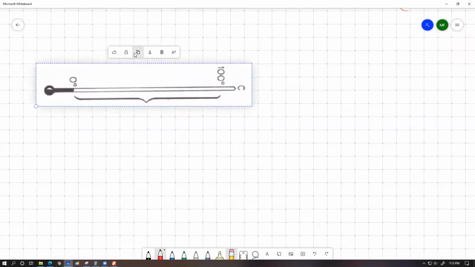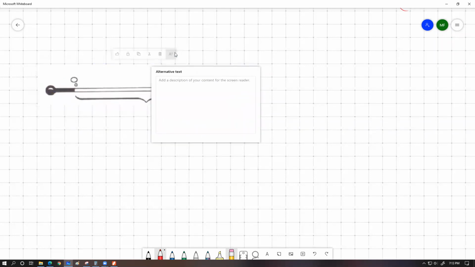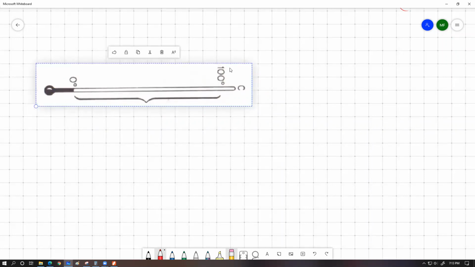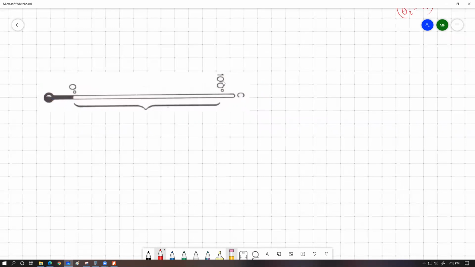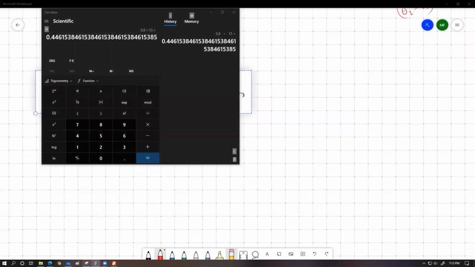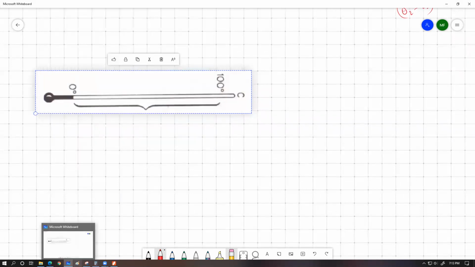Is there a way I can crop this? Apparently no. Okay, I'm going to create a cropped version, doesn't matter.